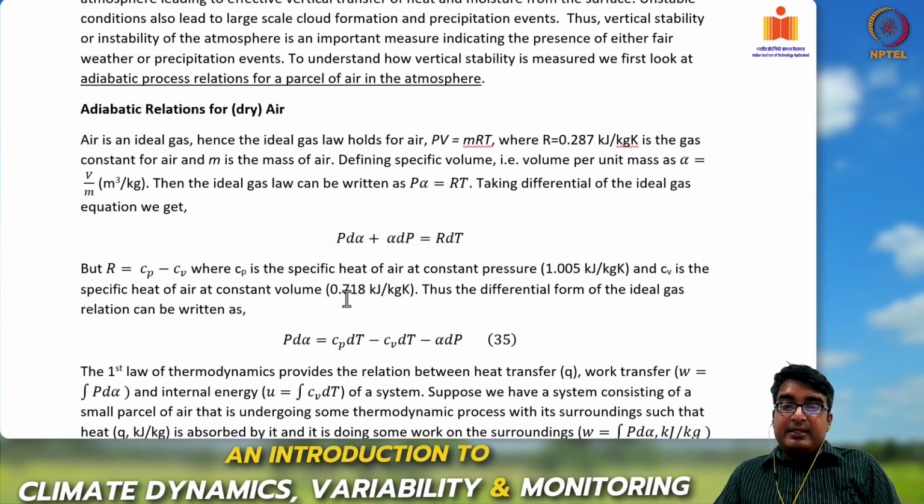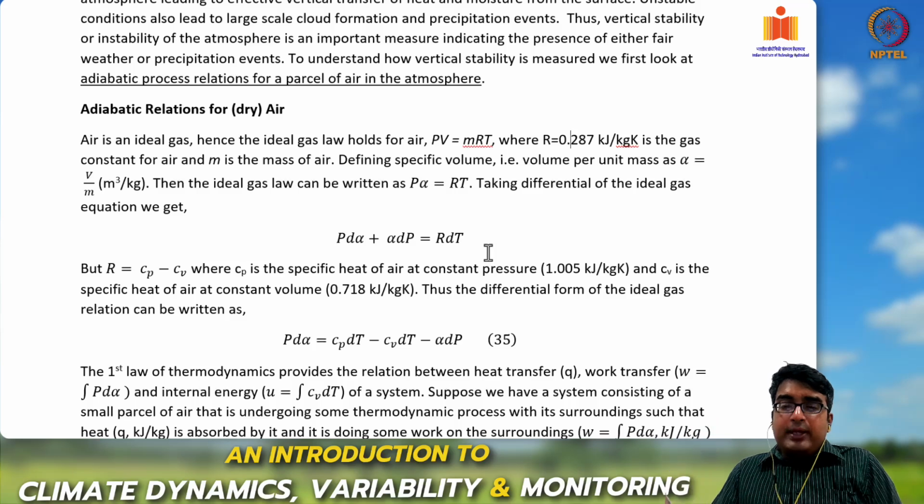So this is Cp, this is Cv, and the difference is the gas constant R. So what we do here is we replace this R by Cp minus Cv. So then P d alpha equals Cp dT minus Cv dT minus alpha dP. So this expression we have derived by just the manipulation of the differential form of the ideal gas law.